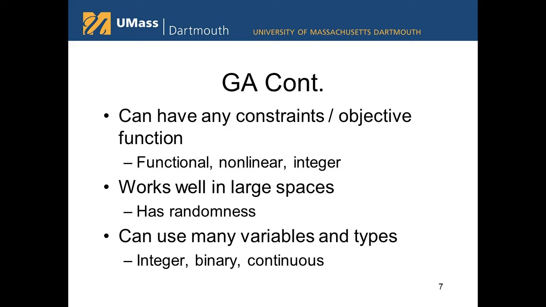Additionally, benefits of the genetic algorithm are that you can have any constraints and any objective function. These can be functional, as in any function, nonlinear, or integer constraints or objective function. This works well in large spaces because there is randomness, and you can use many variables and variable types like integers, binary variables, continuous variables, all mixed together.